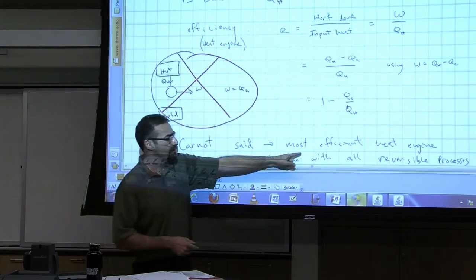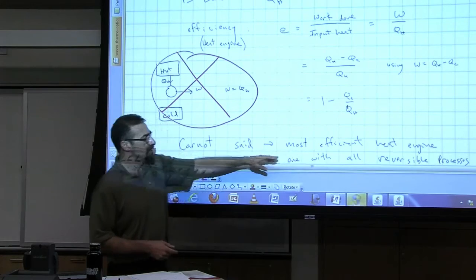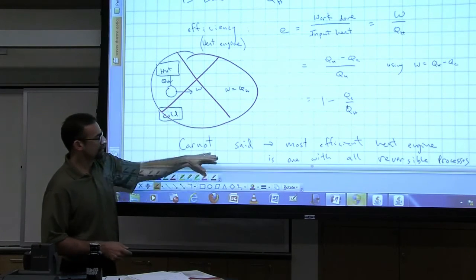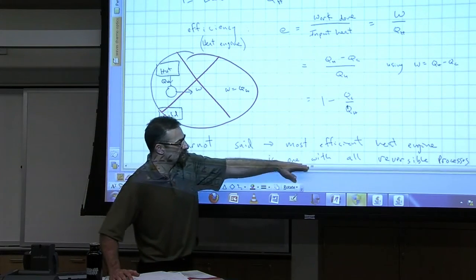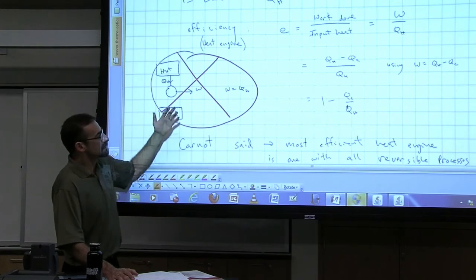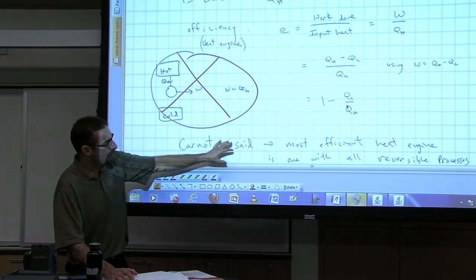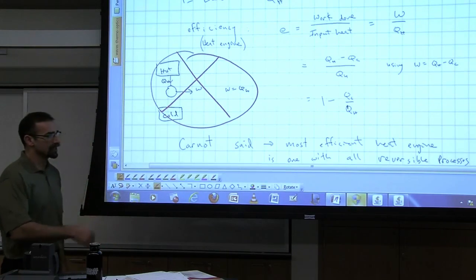Carnot said the maximum you can get was with all reversible processes, and it's not 100%. You can figure it out. We'll walk through that. We can figure out what the maximum efficiency is of a Carnot engine, of a maximum efficiency engine. It's never 100%, and that's the benchmark now. That's the benchmark that we would measure our real engines against.